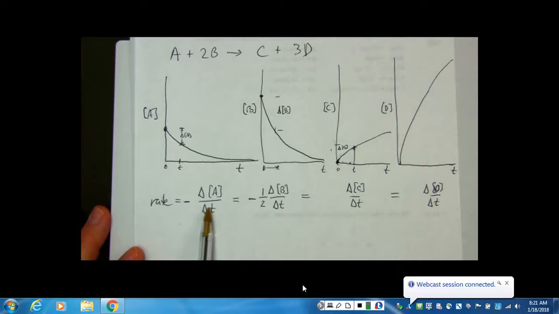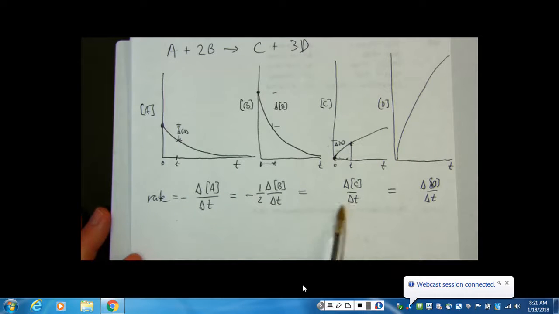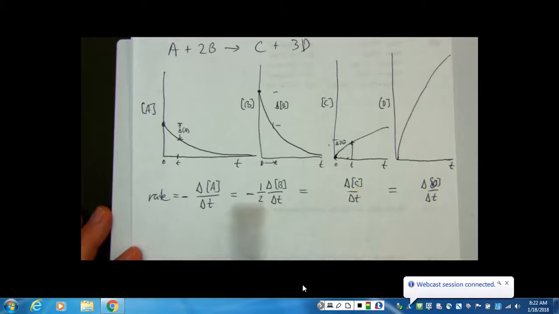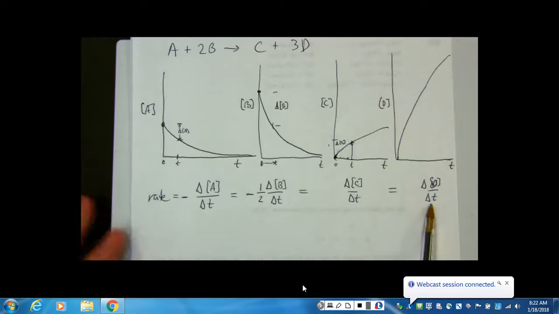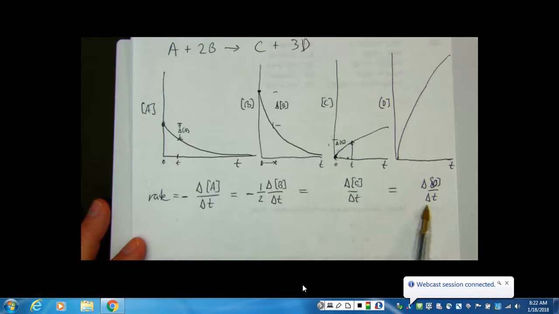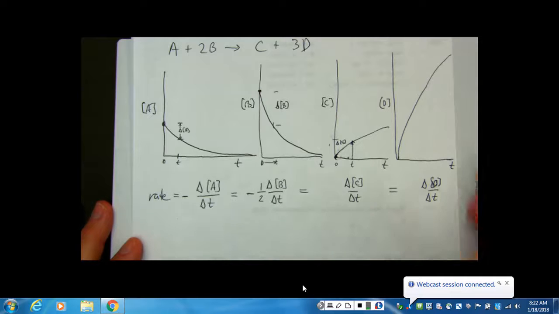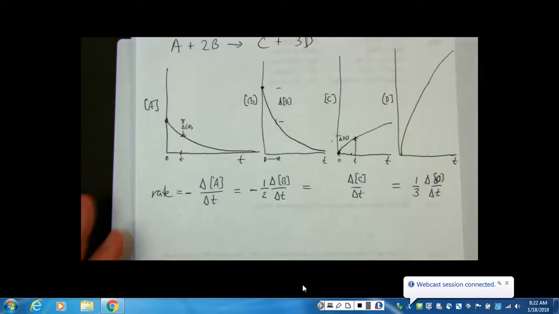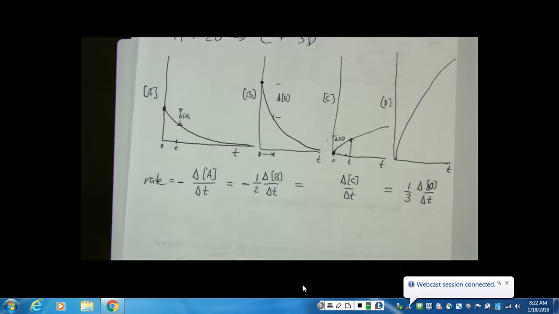Right. Now, do those equal each other? Yes. Okay. And does this now equal these? Actually, it does. Does this one equal these? No. Is there some way we can correct that? Divided by 3. Divided by 3. All right, so by defining rate in this way in terms of either the reactants or the products, we can look at any of those and get the same answer by this relationship.